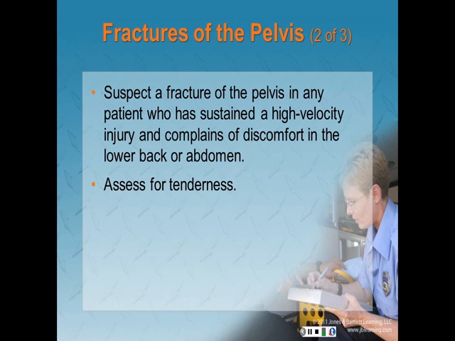Assess for tenderness by taking the following steps. Place the palms of your hands over the lateral aspect of each iliac crest and apply firm but gentle inward pressure on the pelvic ring. With the patient lying supine, place a palm over the anterior aspect of each iliac crest and apply firm downward pressure. Use the palm of your hand to firmly but gently palpate the pubic symphysis.